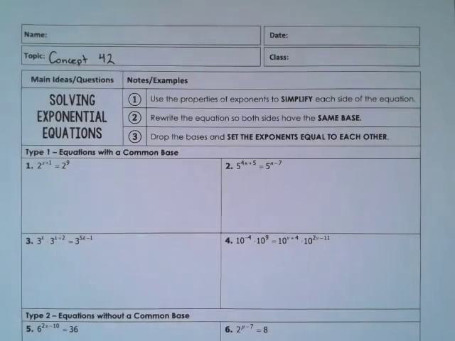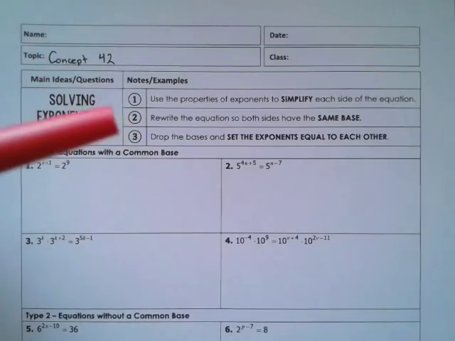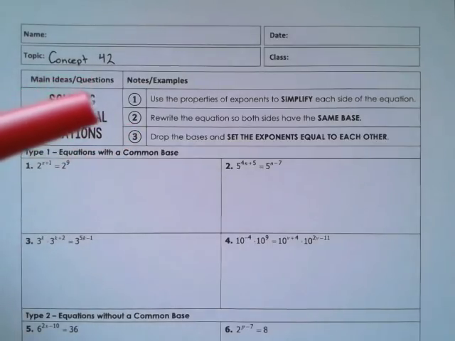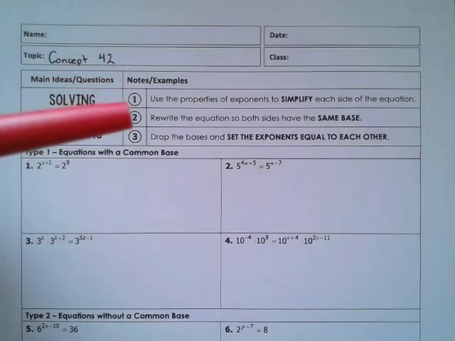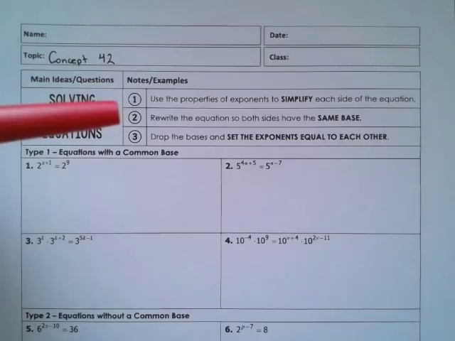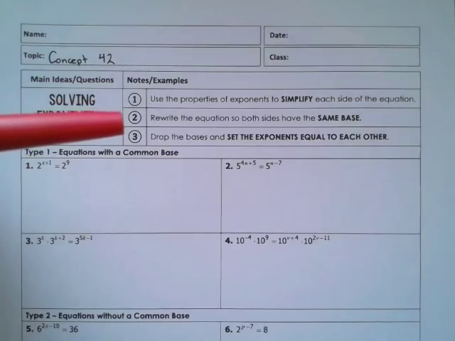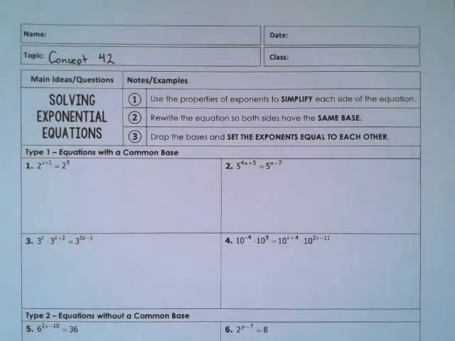Okay, this is concept 42, solving exponential equations. Step 1 is to use the properties of exponents to simplify each side of the equation. Then we rewrite the equation so both sides have the same base. And then finally we drop the bases and set the exponents equal to each other.